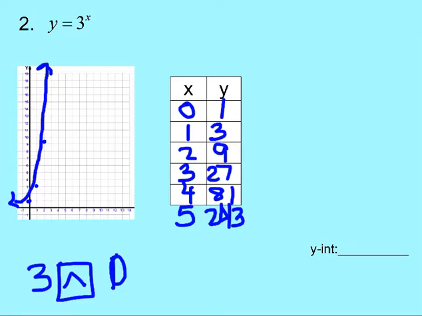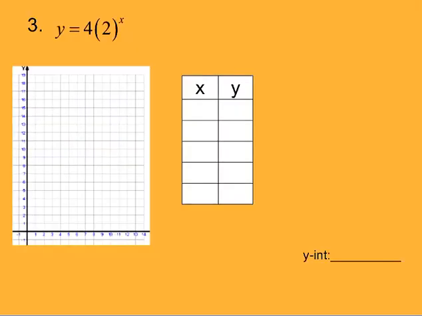Last but not least, my y-intercept is when my x is equal to 0, so my y-intercept is 1. Now, let's take a look at number 4.